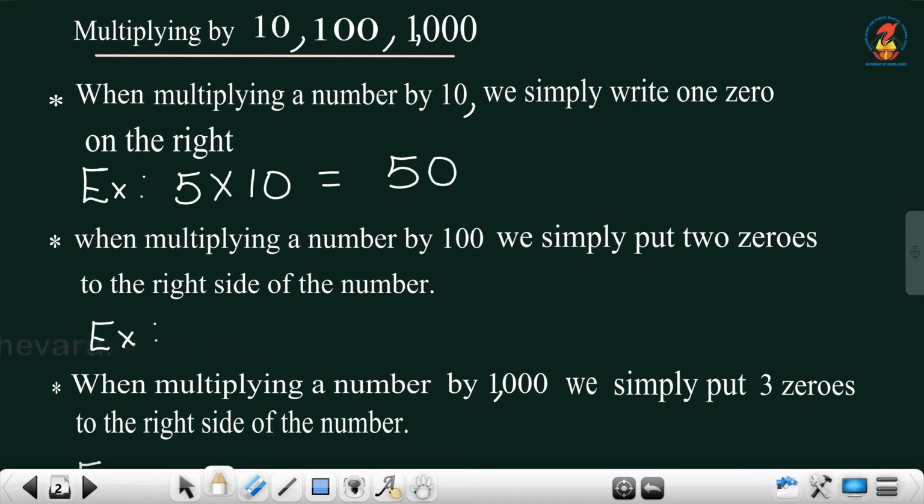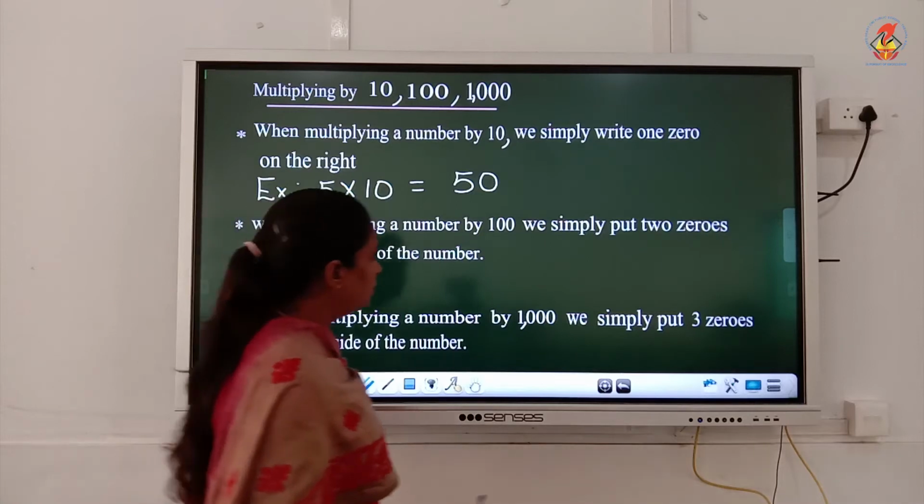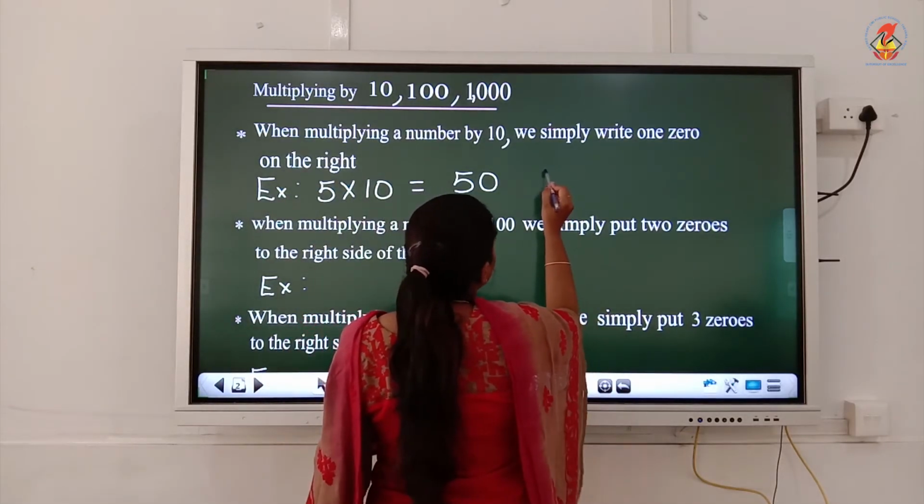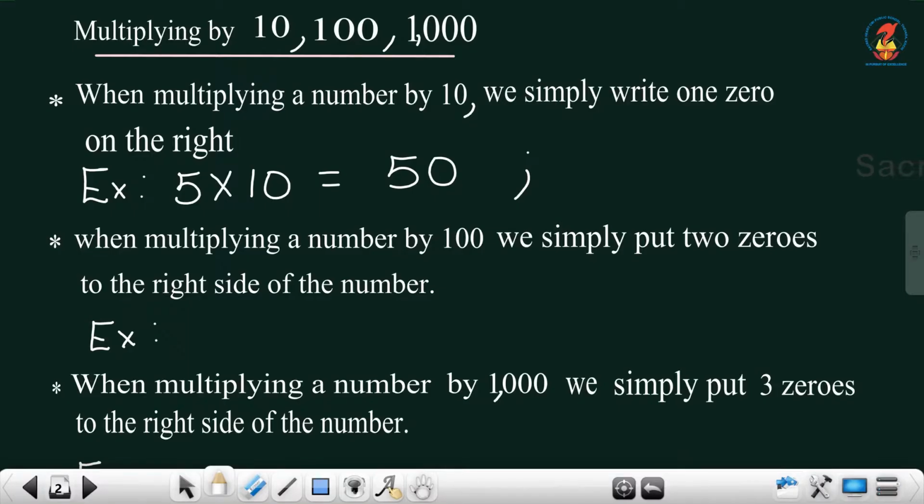That's all. I'll give you one more example. That is 9 into 10. We have just 1 zero. You put it here, and 9 into 1 is 9. This is how we put 0 at the end of the number. Now, let's move on to the next one.